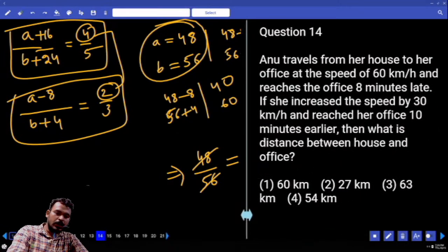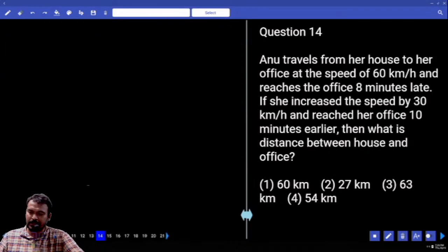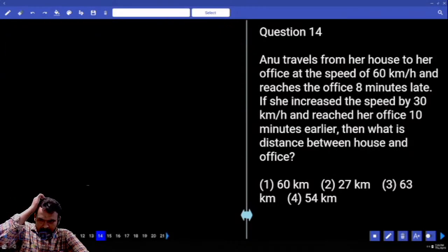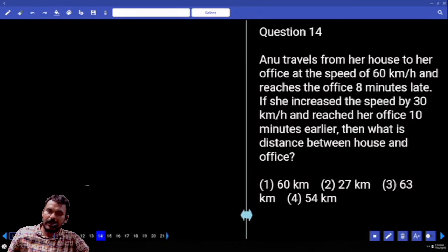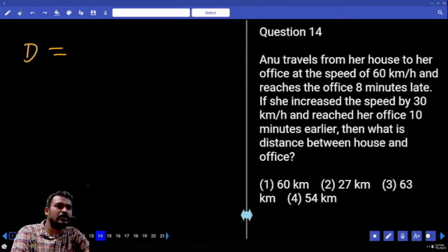Question number 14. Anu travels from her house to her office at a speed of 60 km per hour and reaches the office 8 minutes late. She increased the speed by 30 km per hour and reached her office 10 minutes earlier. What is the distance between house and office? Do we require the distance value or not? What is the meaning of distance?